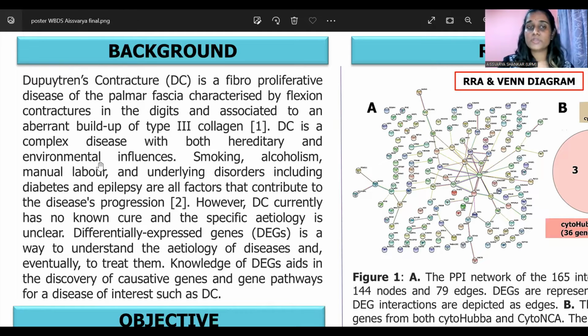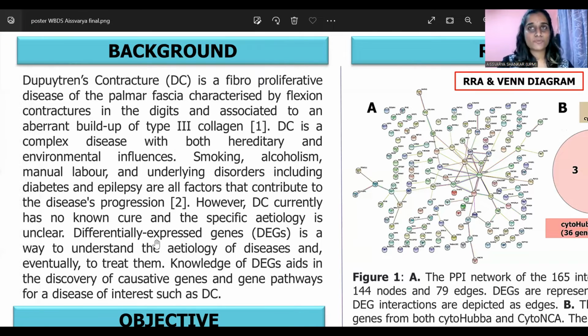DC is a complex disease with both hereditary and environmental influences. It is suggested that the disease is inherited in an autosomal dominant manner. Some of the factors that can contribute to the disease progression include smoking, alcoholism, manual labor, and other underlying conditions such as diabetes and epilepsy. However, DC currently has no known cure and the specific etiology is still unclear.